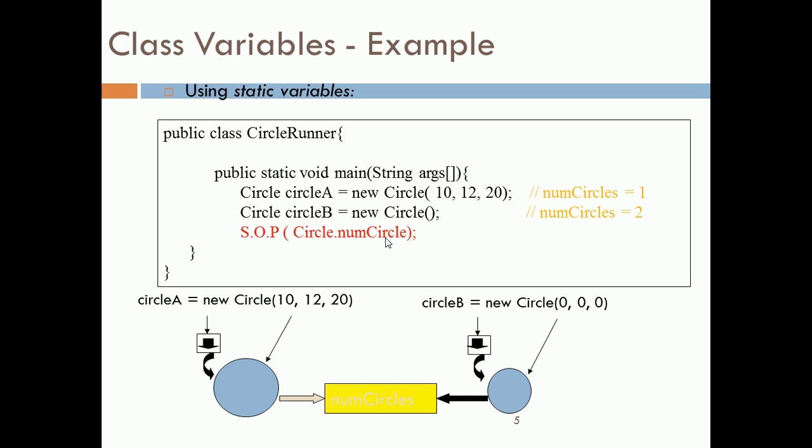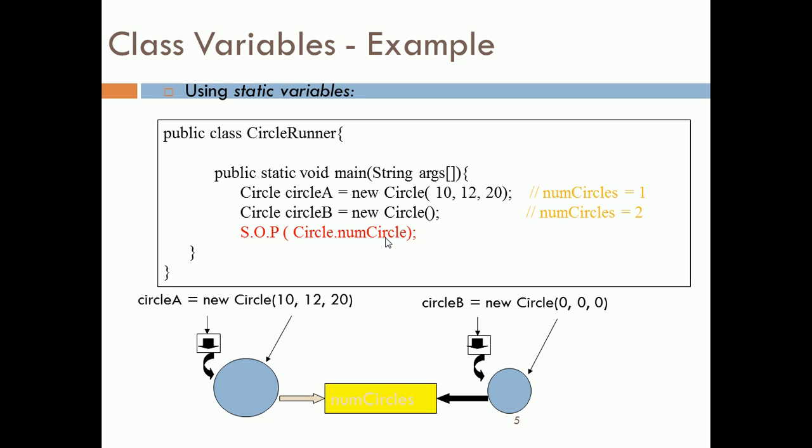It is not allowed, because obviously the x, y, and r belong to circle A or circle B. They do not belong to the class. But num circle belongs to the class. It is always there, and you can even access it before the creation of objects.